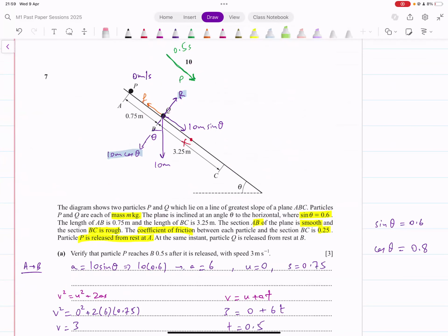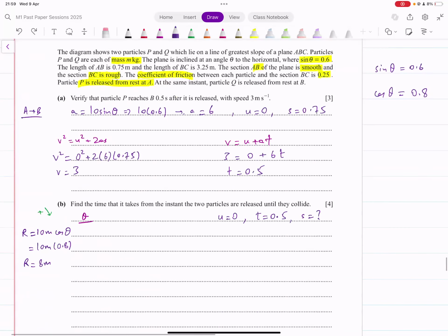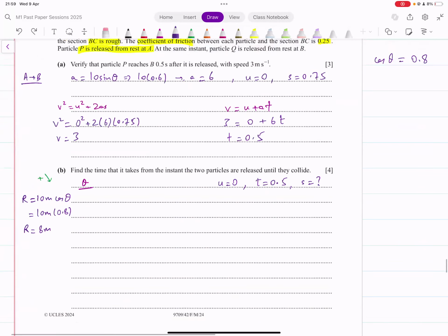Okay, now what happens along the surface? Along the surface, we've got 10m sin theta and F. The forward force is 10m sin theta, the backward force is F, since the particle Q is moving down the plane. We're using Newton's second law of motion now. Forward force is 10m sin theta minus friction. That should equal the mass of Q, which is m, into the acceleration that we have to find out. Sin theta was 0.6, so 10m into 0.6 minus friction. When the particle is moving, friction is at its maximum value. It will be mu R. That equals mass into acceleration.